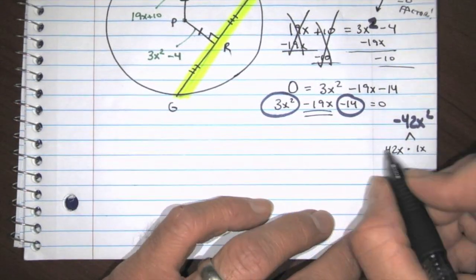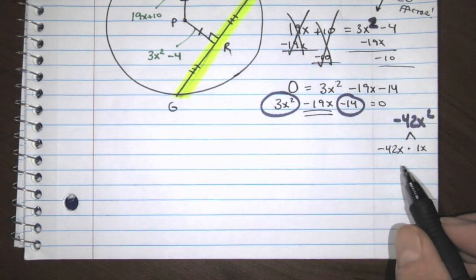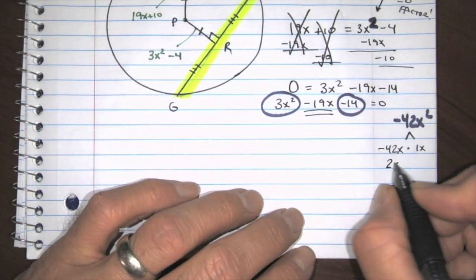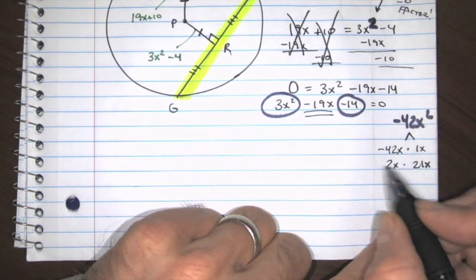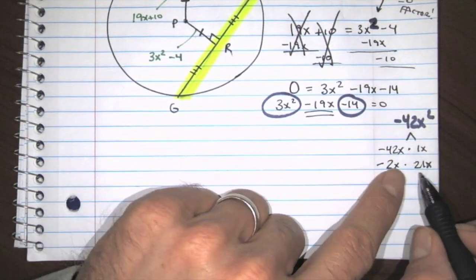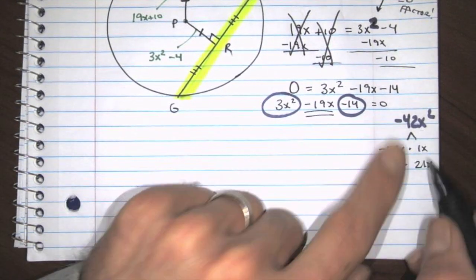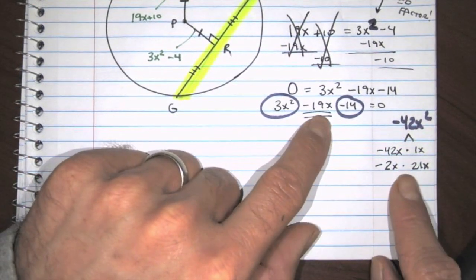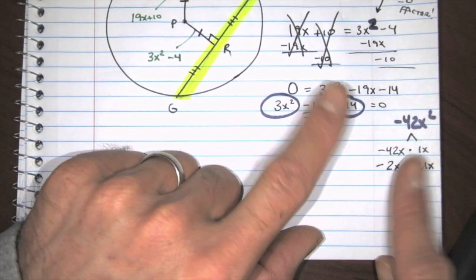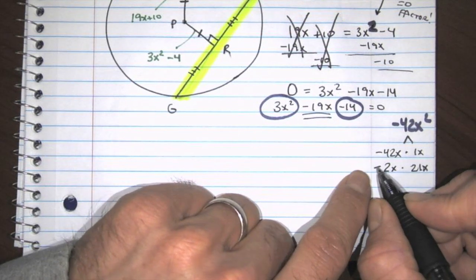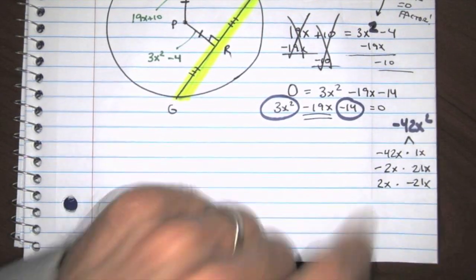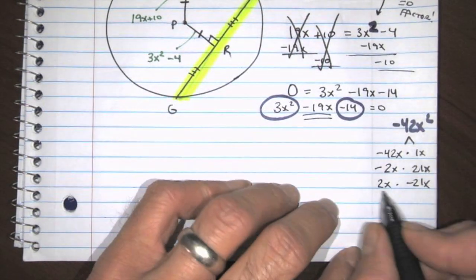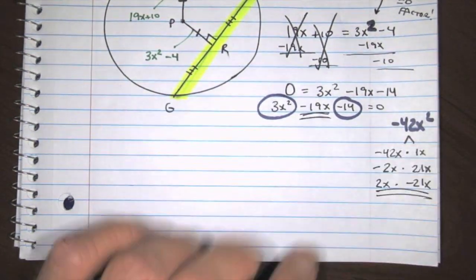How about 42 and 1? I know 2 goes in. 2 and 21? One of them has to be negative. That works. It multiplies to get the negative 42, adds to get, oh boy, that does not add to get negative 19, adds to get a positive 19. That ain't going to work. How about we take that negative and put it on the 21? How about 2x and a negative 21x? I think that's the answer.